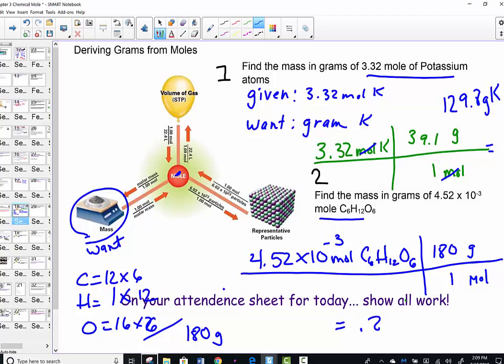Anyone else get 0.815? Let's see, 3 sig figs. That's not a mole.